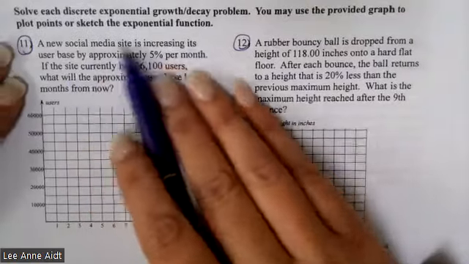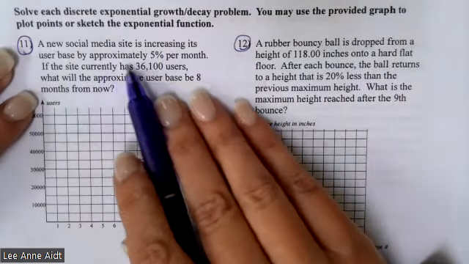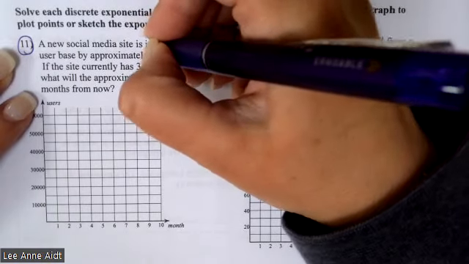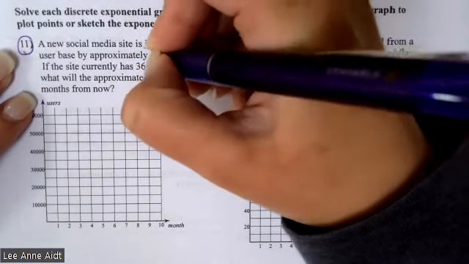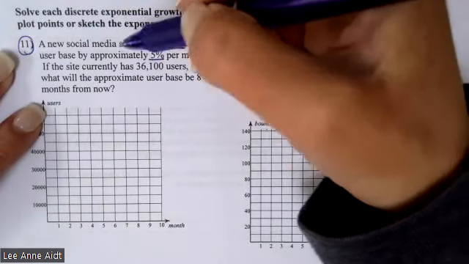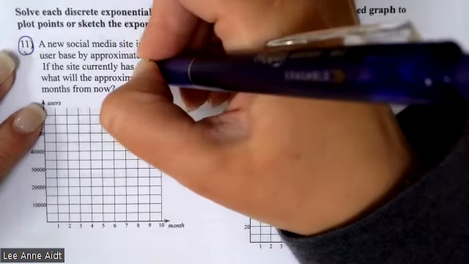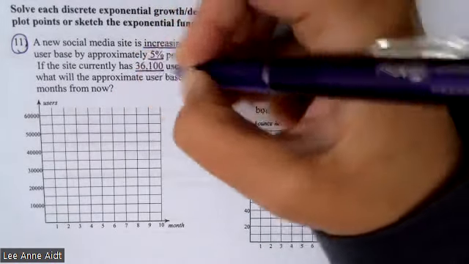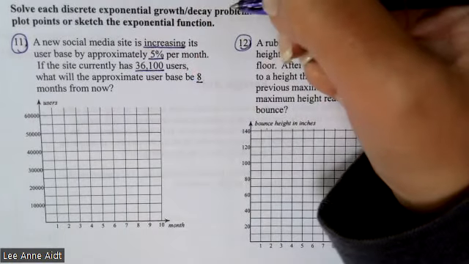A new social media site is increasing its user base by approximately 5% per month. Okay, I'm going to underline the things that are important. Increasing 5%. If the site currently has 36,100 users, what will the approximate user base be 8 months from now?